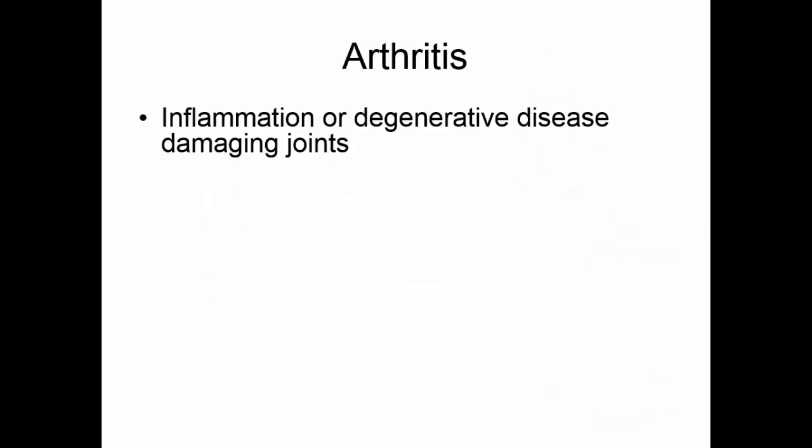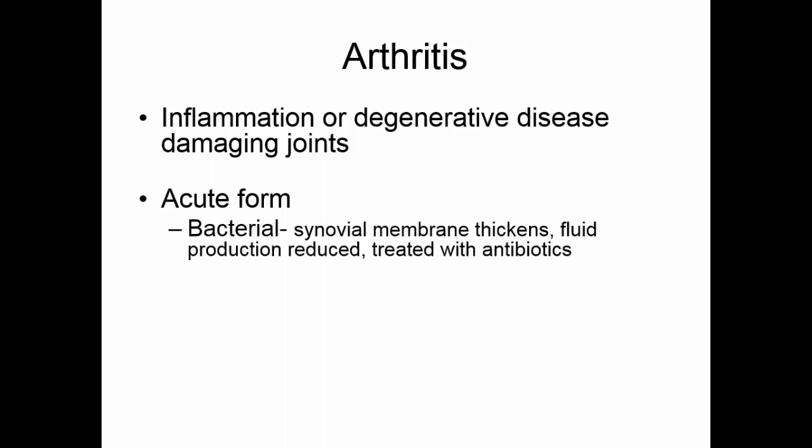Arthritis is an inflammation or degenerative disease that damages the joint. Acute arthritis is usually bacterial in nature. There is a bacterial infection in the joint causing the synovial membrane to thicken. The production of the synovial fluid is reduced, and the fluid that is produced is very thick and sticky. This can be treated with antibiotics, and this kind of arthritis goes away.